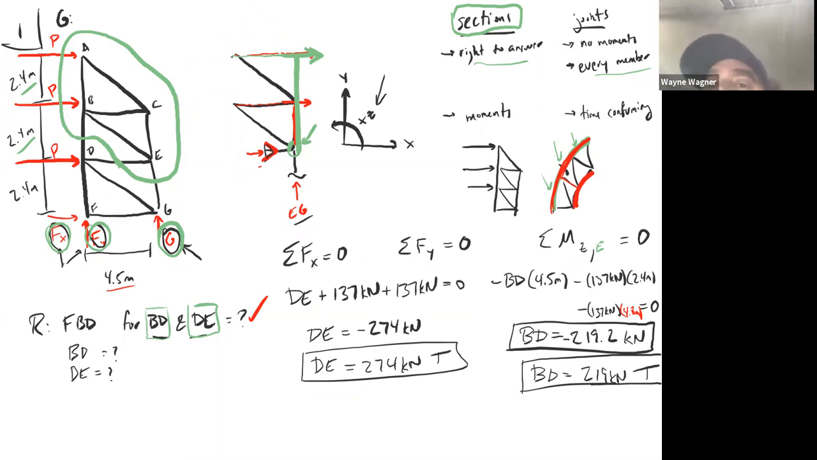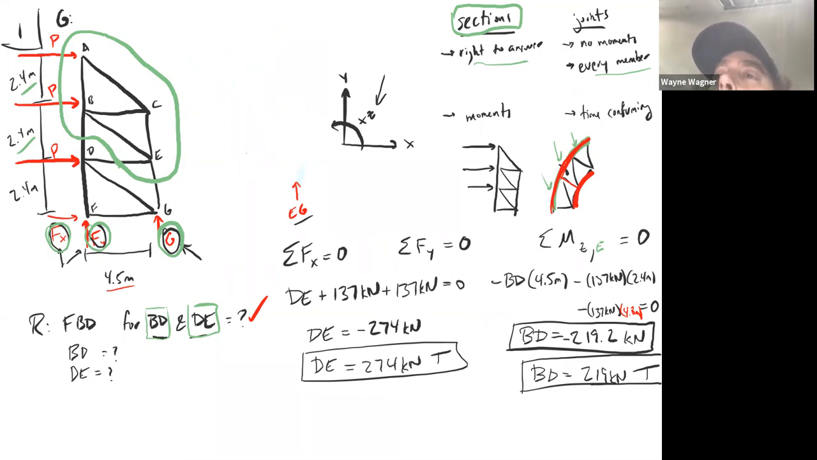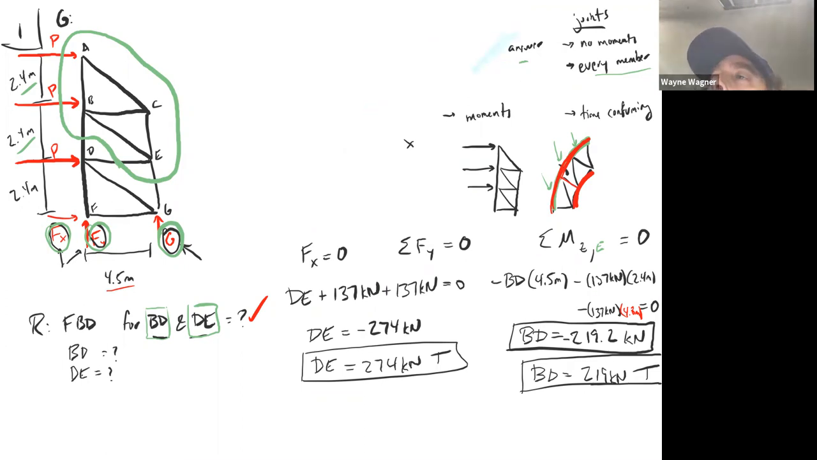I don't want to clear all of it. In this case, it's definitely better to do this one via sections, and you'll see that in a second, especially because they only asked for 2 joints. They didn't ask for everything.